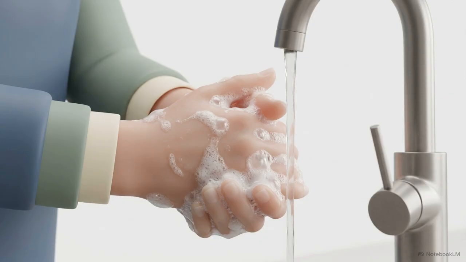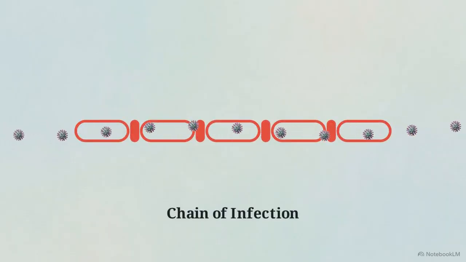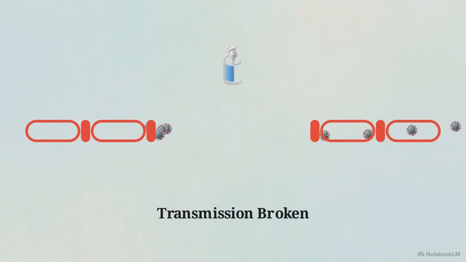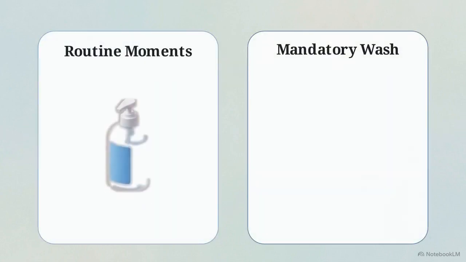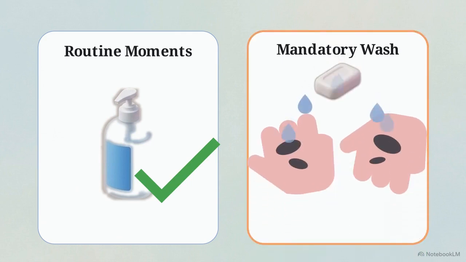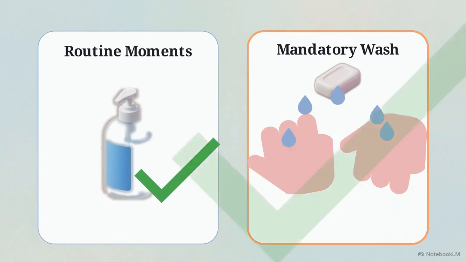Hand hygiene is the single most important measure for a reason. Consistently performing it forces a physical break in the transmission chain right at the primary point of contact. Alcohol rub is fast and effective for routine moments, but it has hard limits. If your hands are visibly soiled, or you have just used the restroom, you must wash with soap and water.